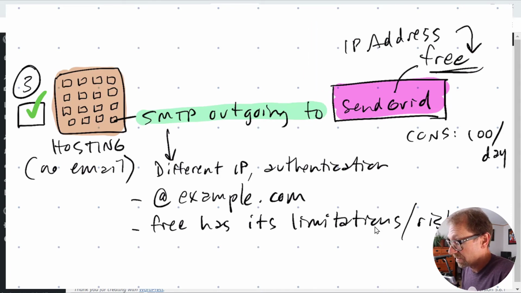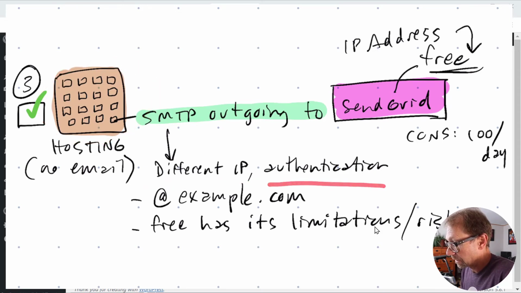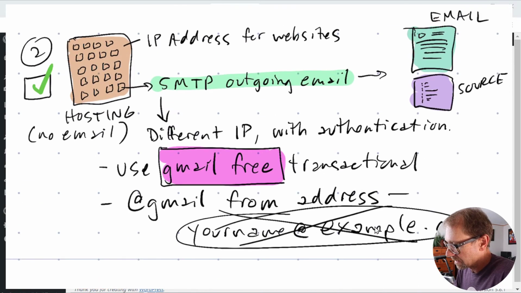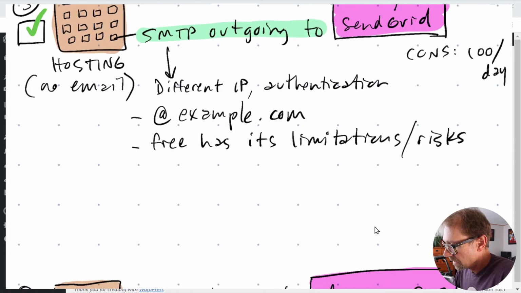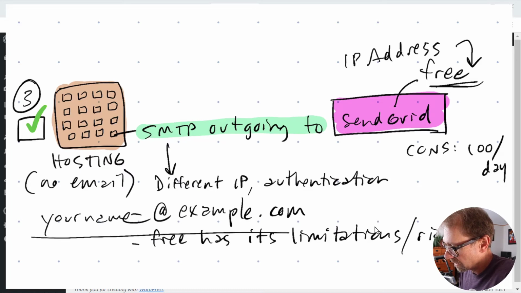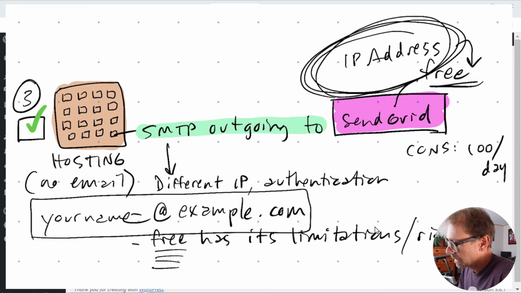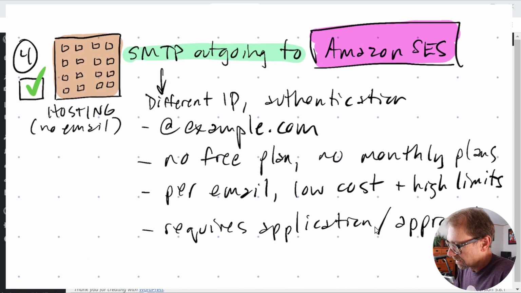But it does have some positive things with it. It uses a different IP from the website, of course. There's authentication in place. And unlike the Gmail example up here, with SendGrid free, or SparkPost free is another one, you are able to use your name at your business domain. Your name at example.com is a big advantage. But like I said, the free level has its limitations and its risks, with the IP address being taken advantage of sometimes because it is free. Let's look at number 4.